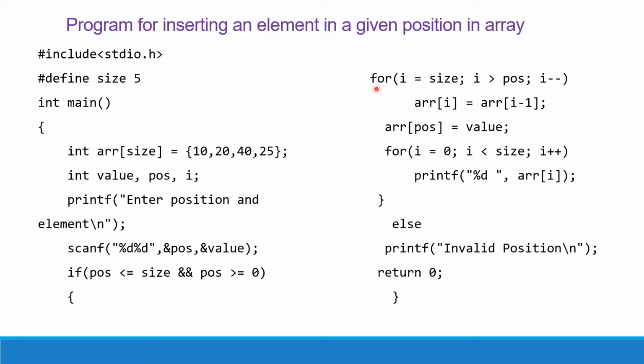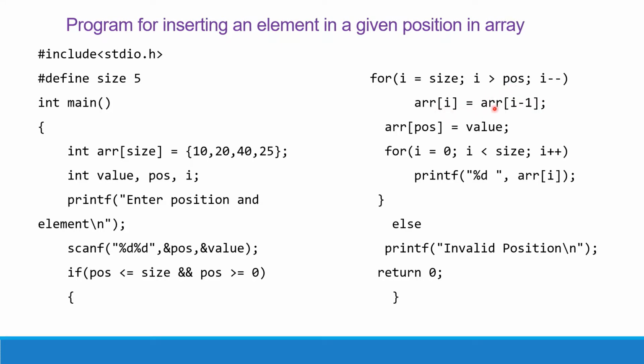So for that I am using a looping statement. Here I have used for loop, for i equal to size. So now i value becomes what? i equal to size, size is 5, right? So my i is equal to 5 now. Okay, 5 is greater than or equal to position. Position, just consider we have taken 4. Okay, 5 is greater than 4. Yes, it is within the limit. So this statement will be executed.